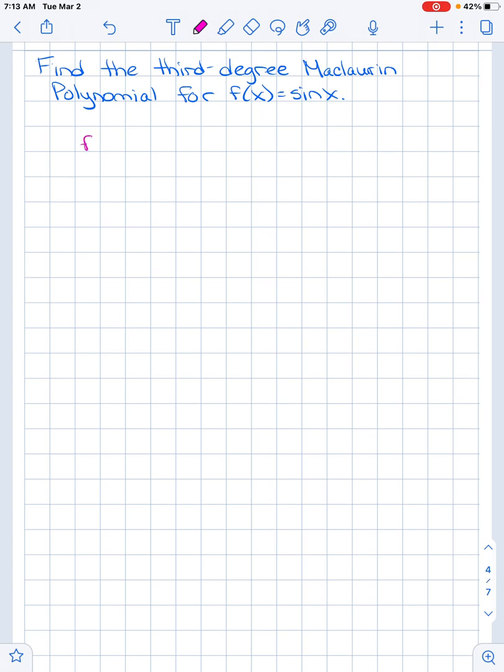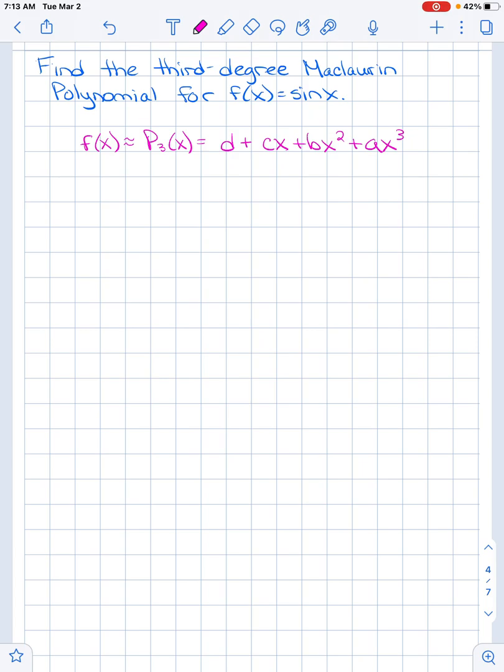What we're looking for then is, I'm going to put approximately a third degree polynomial, because just a third degree polynomial will not match sin x everywhere, as we've seen. So this is going to be an approximation, and we want this to be written in the form of a third degree polynomial. So this will be d plus cx plus bx squared plus ax cubed. That's what we're looking for.